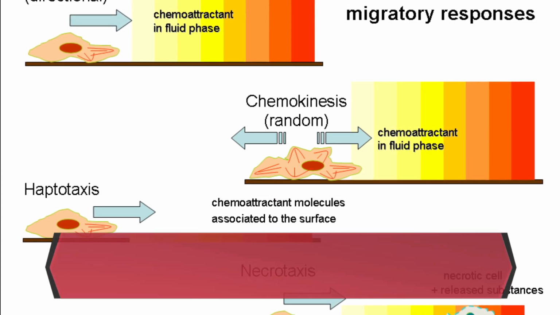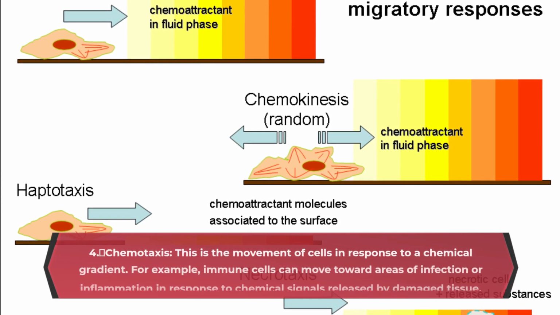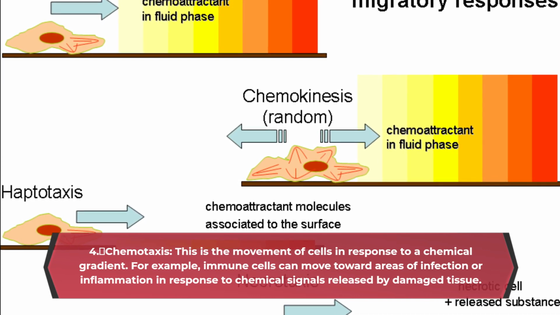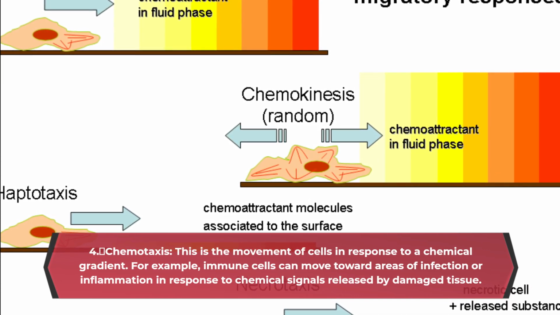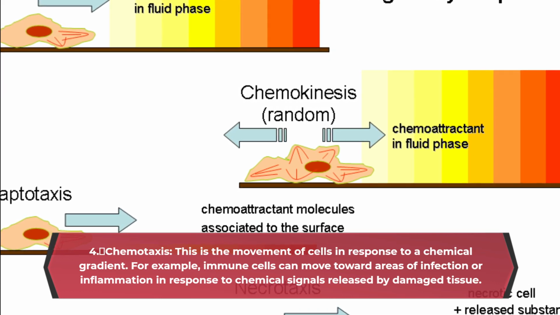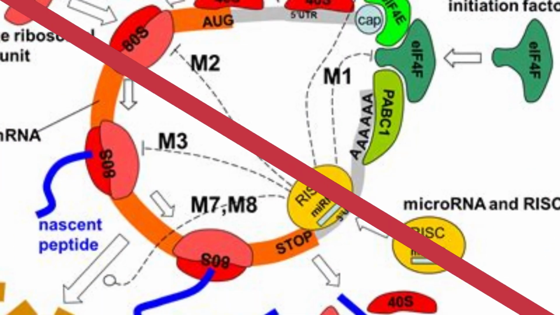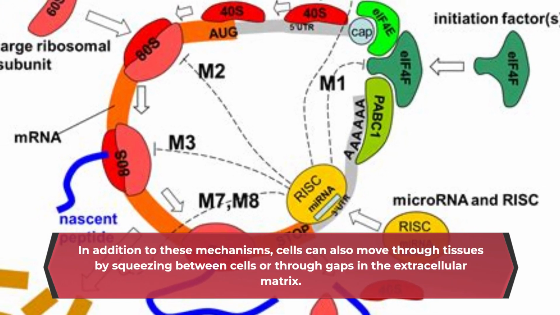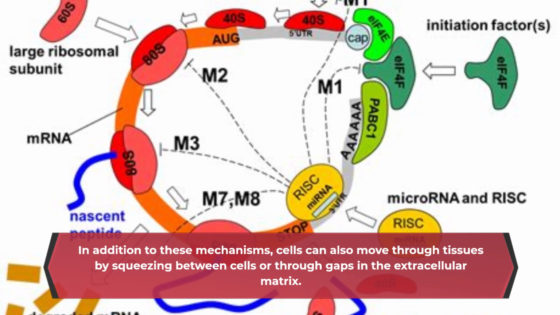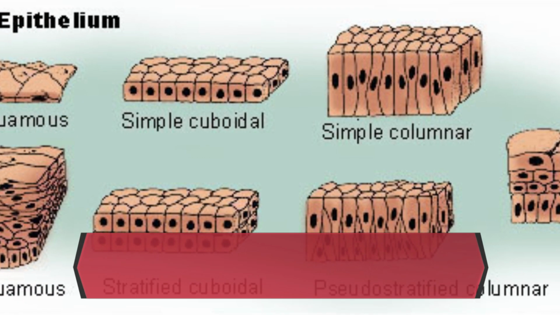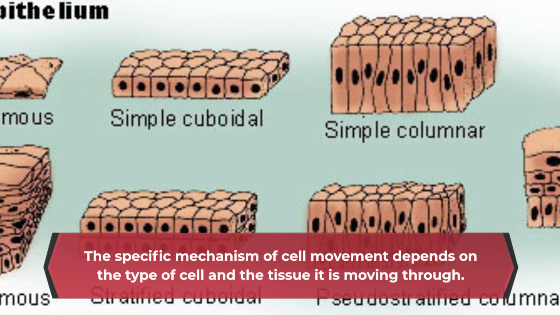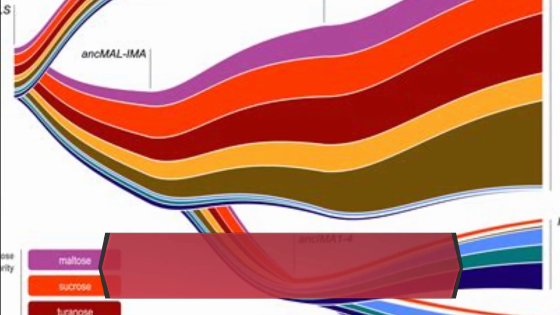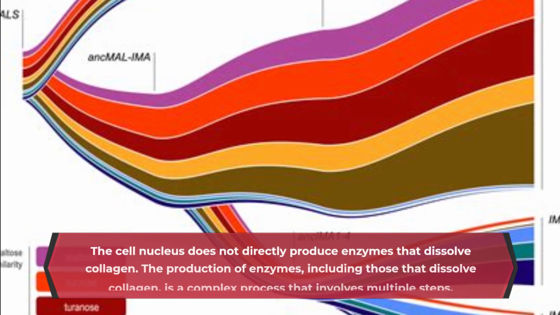4. Chemotaxis. This is the movement of cells in response to a chemical gradient. For example, immune cells can move toward areas of infection or inflammation in response to chemical signals released by damaged tissue. In addition to these mechanisms, cells can also move through tissues by squeezing between cells or through gaps in the extracellular matrix. The specific mechanism of cell movement depends on the type of cell and the tissue it is moving through. The cell nucleus does not directly produce enzymes that dissolve collagen.